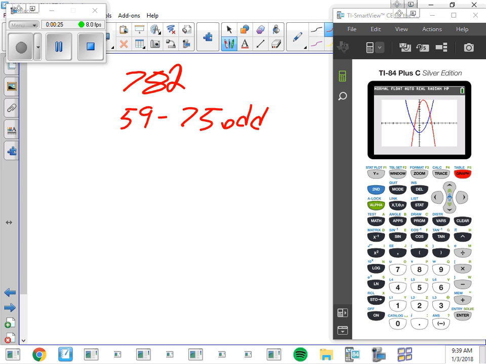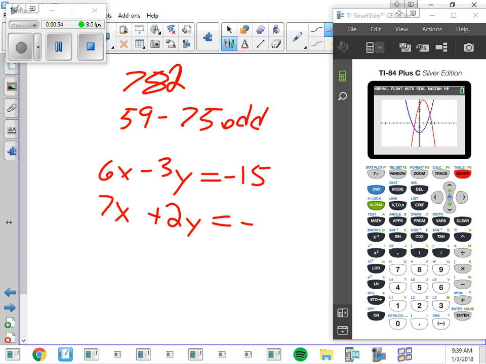Well, you could do it by hand, but I'm going to let you do the story problems with the calculator. So if we had 2x, I'm just going to work one with a calculator. Oh, never mind. That one's not what I want. 6x minus 3y equals negative 15. And 7x plus 2y equals negative 12.